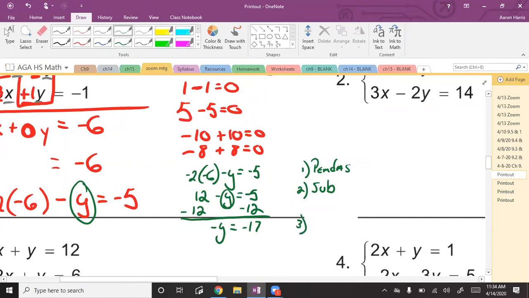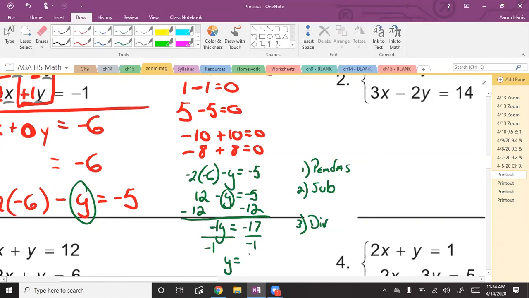So step 3, remove all multiplication and division. What am I going to do? Because there's a negative what here? Negative 1. So I need to divide by -1. So y is equal to what?